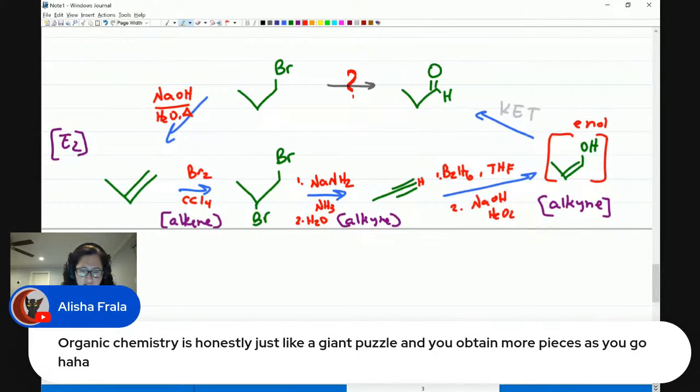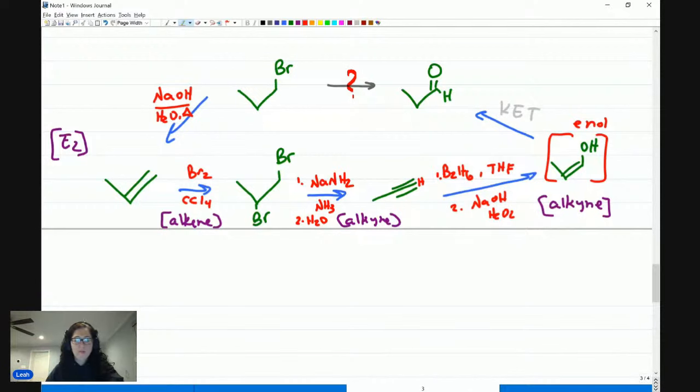Organic chemistry is honestly just like a giant puzzle. Yes, and the difficult thing about it is that you have to put the puzzle pieces together. On your final, you have to put everything together in one single question. I mean, look at how many chapters we tackled in this one problem. And so this is the approach I like to use, so that I'm not overwhelmed.